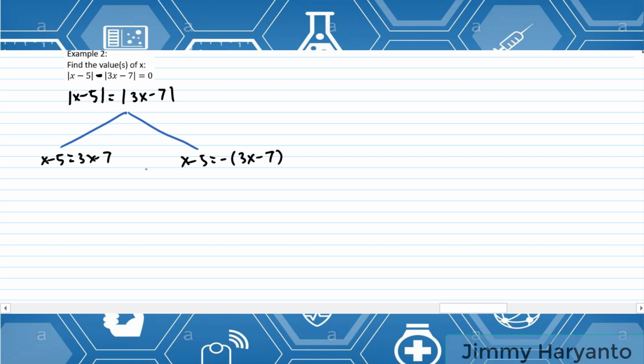The result will be negative 2x. I will be quicker. Negative 2x equals negative 2, so x equals 1. Okay, for this one, x minus 5 equals negative 3x plus 7, and then 4x equals 7 plus 5, which is 12, so x equals 3. So the solutions will be 1 and 3.